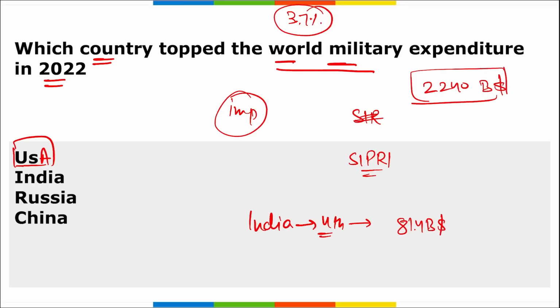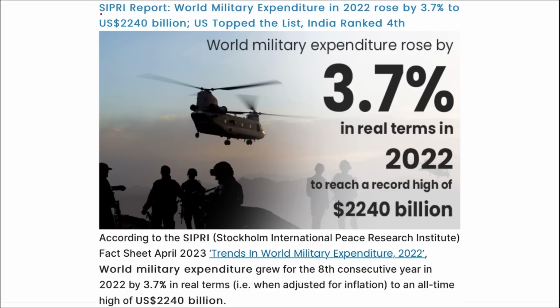Moving on. So you can see the SIPRI report, world military expenditure for 2022 rose by 3.7% to an all-time high of $2,240 billion. USA topped the list and the rank of India here was 4th.